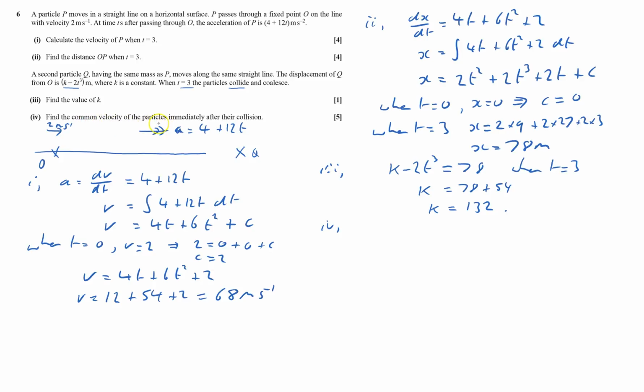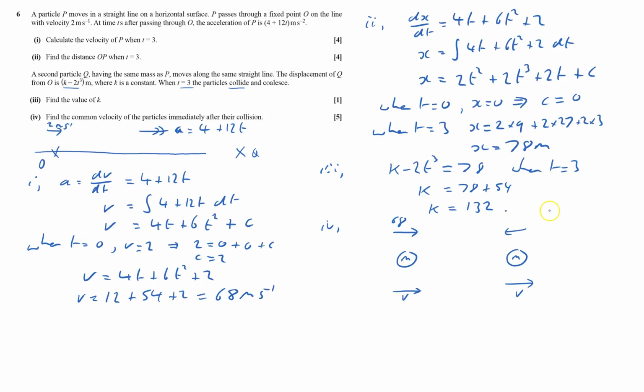And part 4, a lot of marks for this. Find the common velocity of the particles immediately after their collision. What have we got? A collision, so it's got momentum, so I'm going to do it like that. And the mass is the same, so I'm just going to put m in the middle of each of those. This one is going, what's that speed? 68, I worked it out earlier. This one, I don't know this speed. And this one, they coalesce, which means they stick together, and so both of the velocities there must be v. I need to work out what the velocity is. Obviously moving this way.